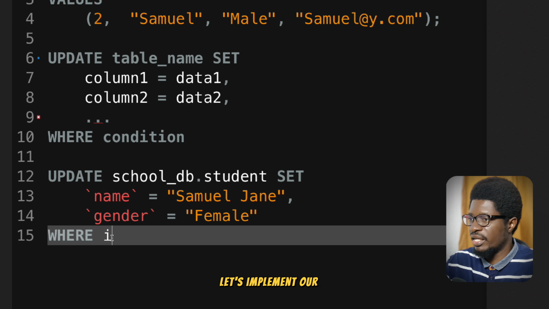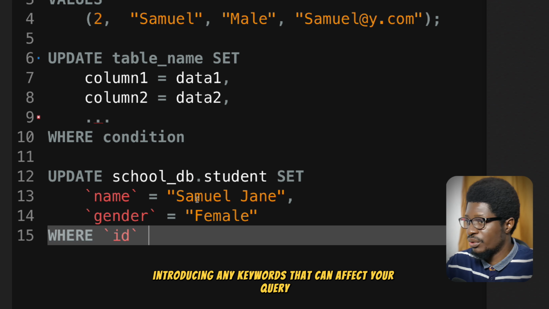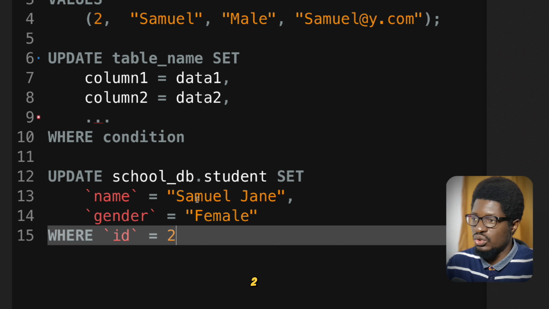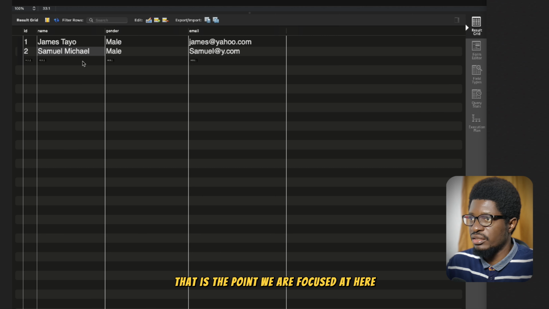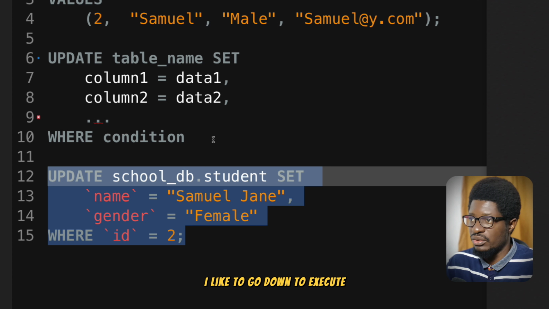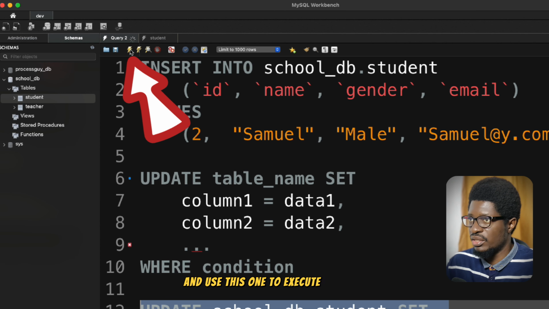Let's implement our ID. Anytime you are writing your field name, you can always use your backtick just to make sure you are not introducing any keywords that can affect your query. We now say where the ID is equal to what? 2, because that's the record that we are actually focused on here. Now that that has been done, the next thing for us is to apply our query. I highlight the code I want to execute and use this one to execute the code.